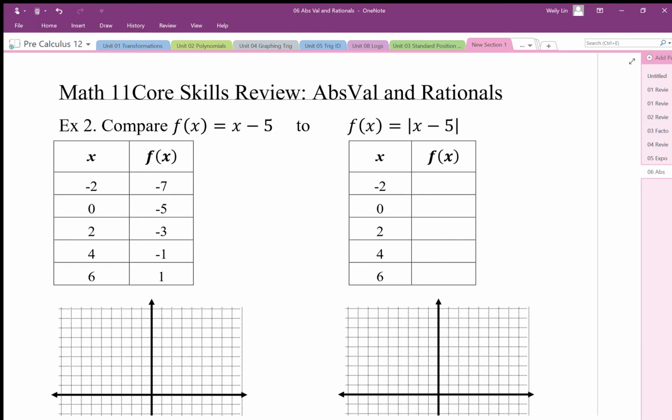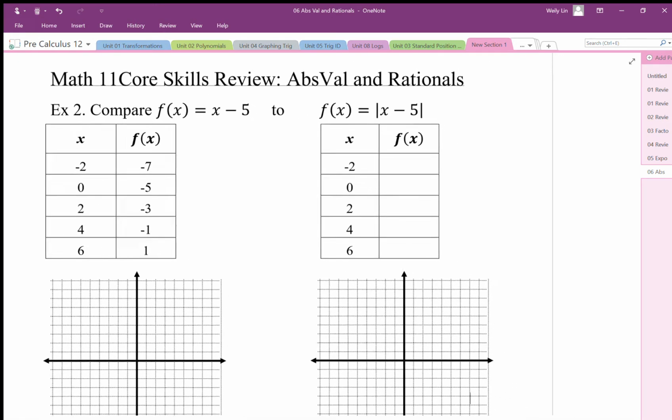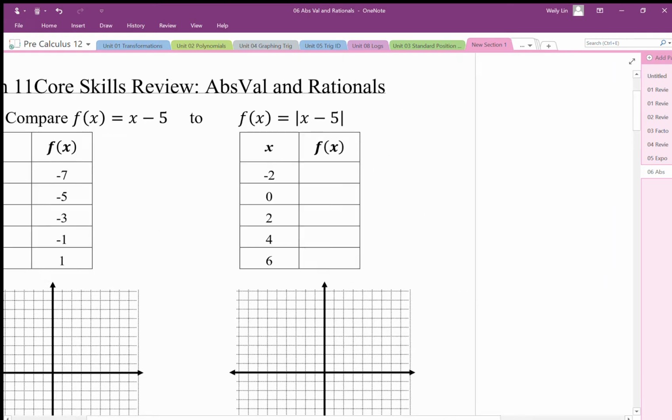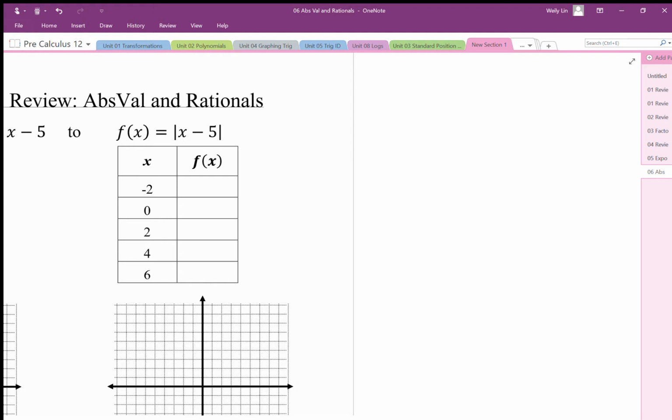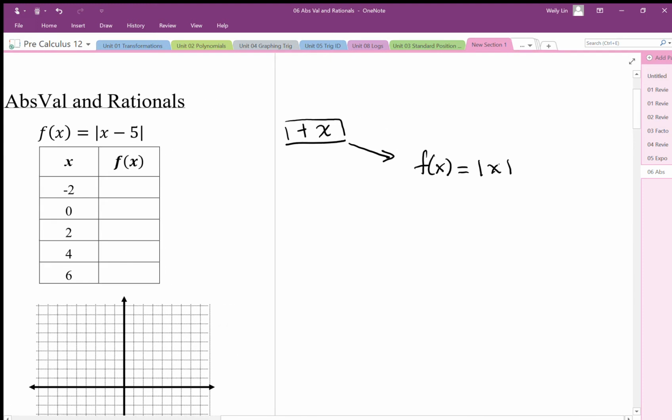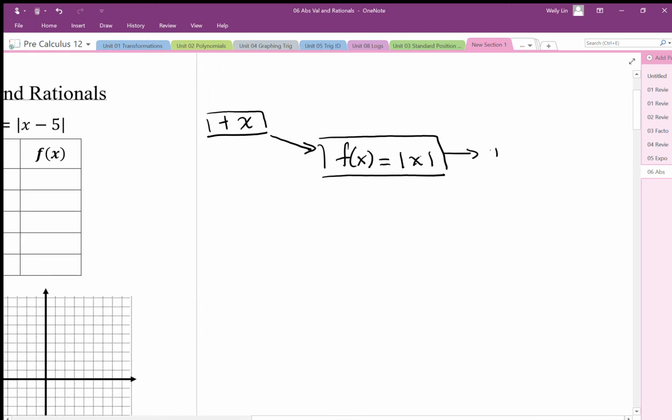So here we have graphs of absolute value functions, and we want to see what the absolute value does to the graph. And basically, we really should understand what an absolute value does. We have our input, which could be a positive x, okay, and that can input into our absolute value function. And the output for that is going to be a positive x. Okay, so this is what our function looks like.